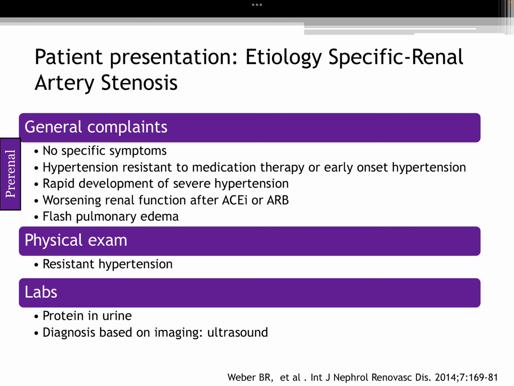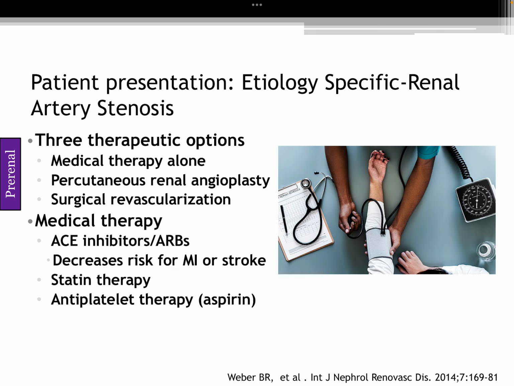They may have hypertension that is resistant to medical therapy or early onset hypertension, like in their 20s and 30s. They usually have worsening of their renal function whenever they get started on an ACE or ARB for the treatment of their hypertension. And usually this hypertension is resistant. Another notable sign and symptom is flash pulmonary edema, where the patient will all of a sudden have fluid on their lungs. In the labs, we'll see protein in their urine, and their diagnosis really is based on imaging with a renal ultrasound.